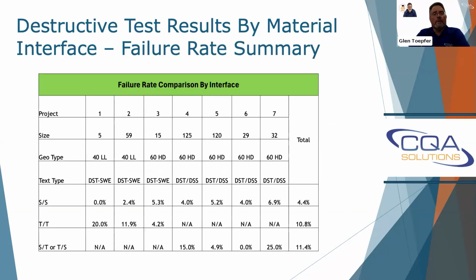This table here is just breaking up the failure rates cumulatively by the different materials so you can compare them. The first project, number 1, had a 0% failure rate on the smooth, and project number 6 had a 0% failure on the smooth textured. So 0% is possible, but you can see the difference when you look at the different interfaces here. Your smooth is only 4.4%, but then you get into your textured interfaces and you're somewhere around 11%, at least on these 7 projects that we looked at.